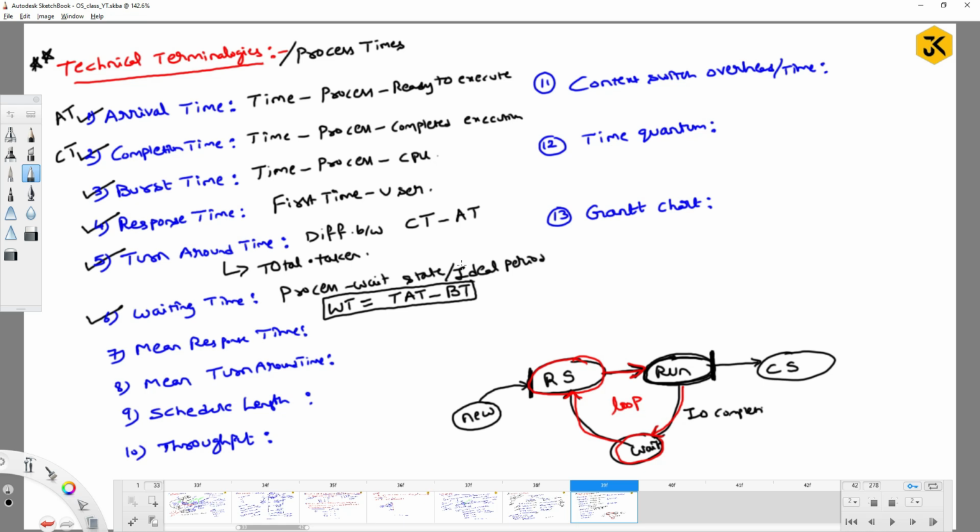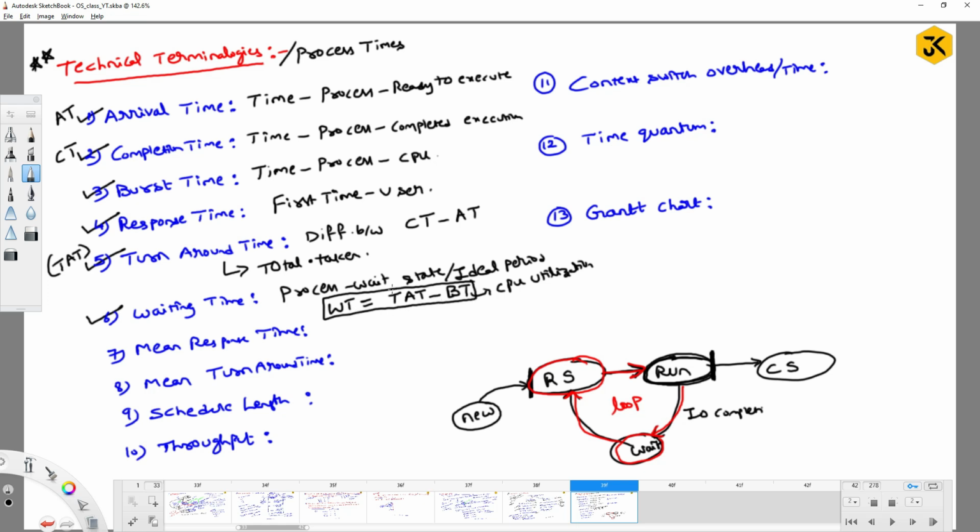What is the general meaning of turnaround time? Turnaround time means how much time it has taken to complete this task. That is what turnaround time is. Burst time means, out of the total time taken to complete a task, the amount of time for which CPU utilization might happen. Then if you remove that burst time, you get the waiting time.